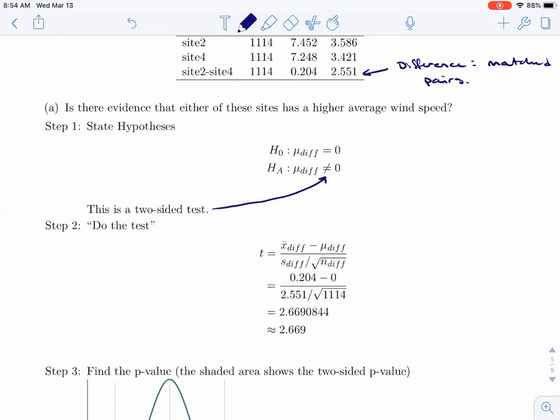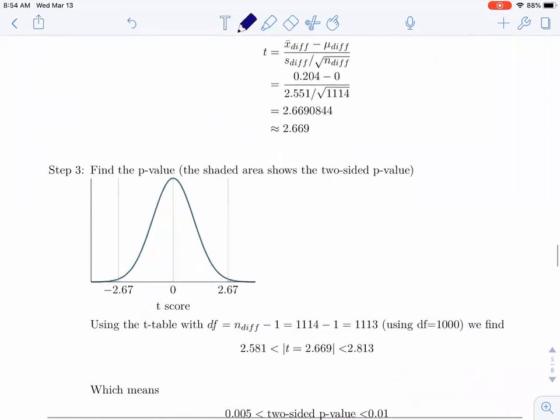And so here we can calculate our t. Our mu diff is always 0 because we always assume the null hypothesis is true in our testing. So we find a t of 2.669, which is large, right? So we suspect that we're going to be rejecting the null hypothesis, but we have to find the p-value just to be sure.